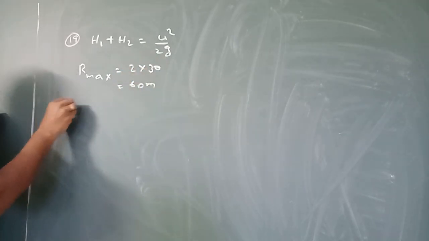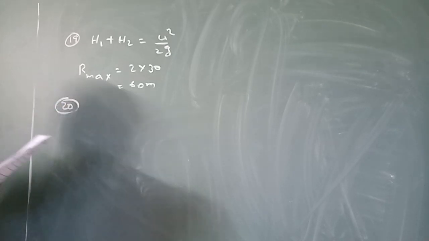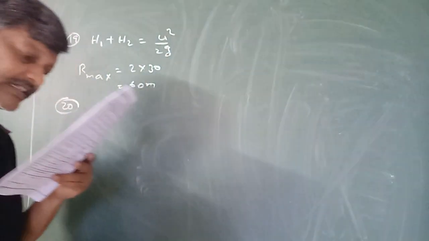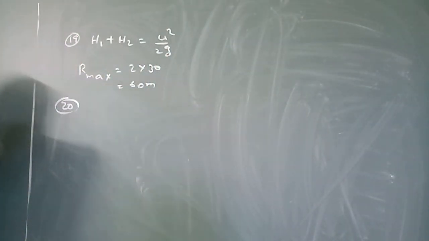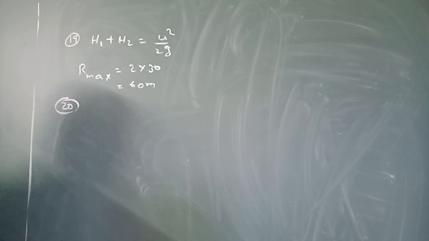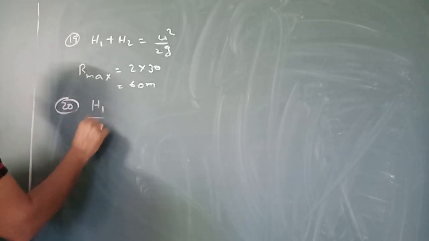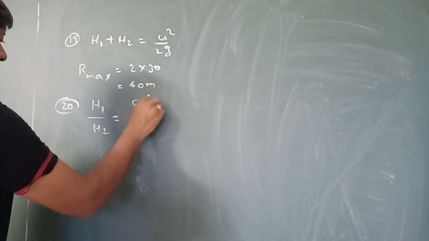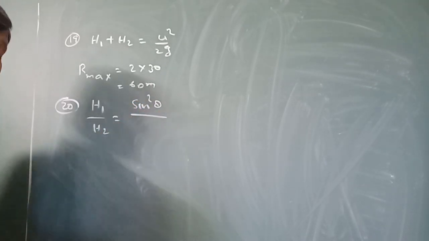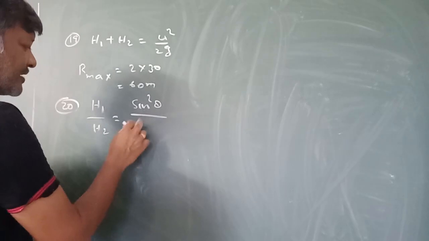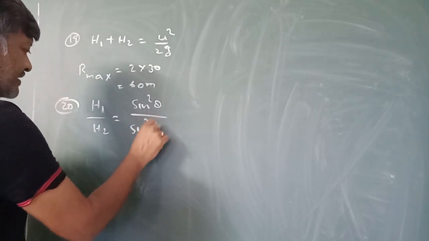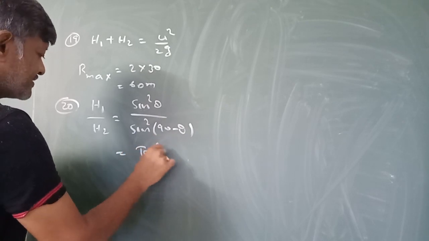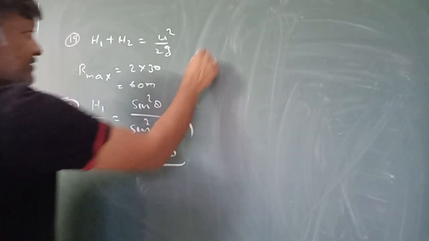Next, 20th one. Two bodies are thrown with the same velocity at angles alpha and 90 minus alpha to the horizontal. What is the ratio of the maximum heights? So h1 by h2 is equal to sin square theta by sin square 90 minus theta. The remaining terms, u square by 2g, are the same. So it is sin square 90 minus theta, which is equal to cos square theta. So the answer is tan square theta.